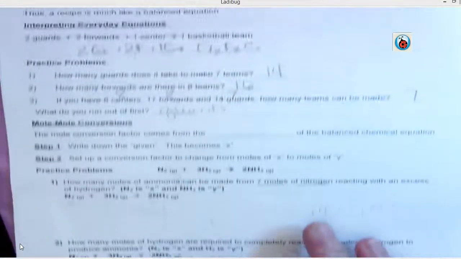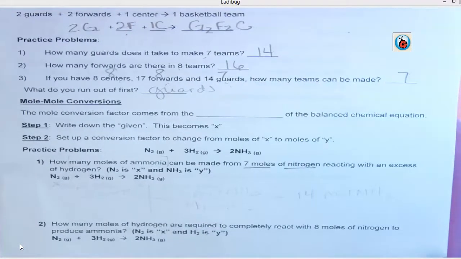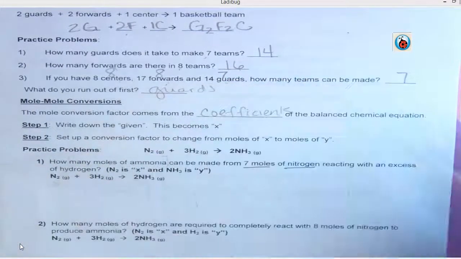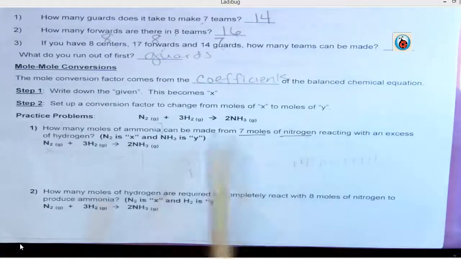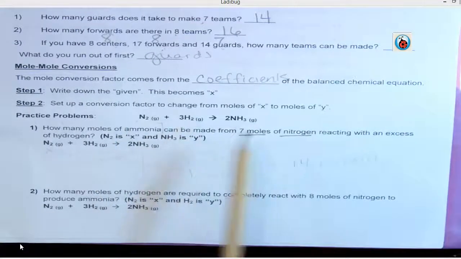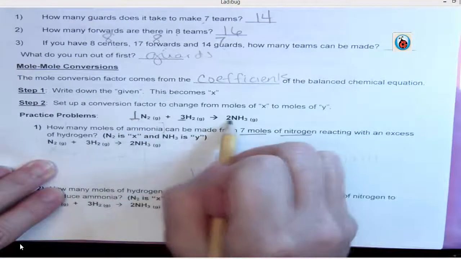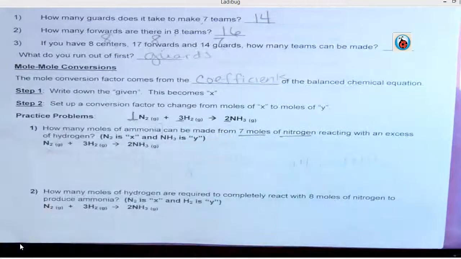So first let's look at mole to mole conversions. Those are the first ones you're going to do. A mole conversion factor comes from the coefficients of the balanced chemical equation. Okay, what are the coefficients? Let's remind ourselves. When we have a balanced chemical equation, the numbers in the front are the coefficients. If there's not a number, remember there's an understood 1. So here are our coefficients, 1, 3, 2, from our balanced chemical equation.